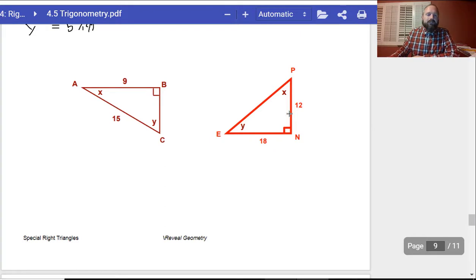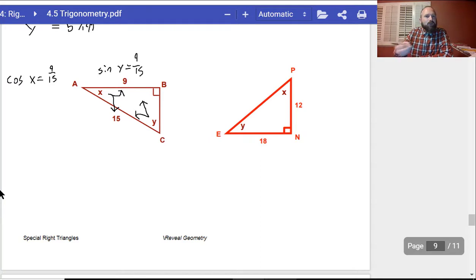All right, so now we are going to do the one on the left right here. We're going to solve this one. We have x, we have the 15, and we have x next to the 9. So the adjacent over the hypotenuse. So that's going to be the cosine. So the cosine of x is equal to 9 over 15. Now if we do the y, it's the opposite over the hypotenuse. So it would be the sine of y is equal to 9 over 15.